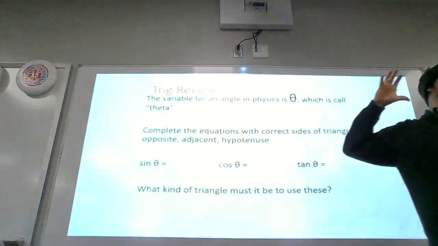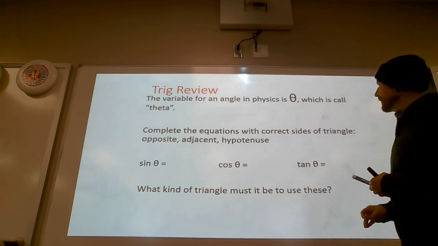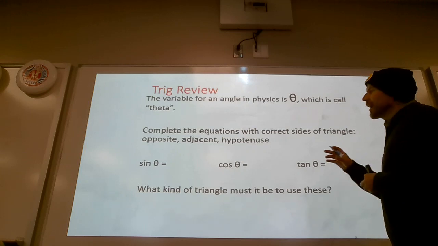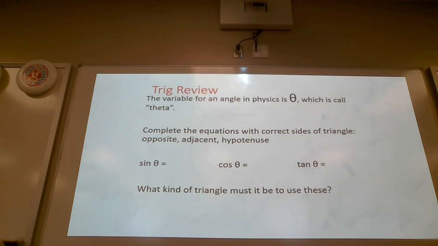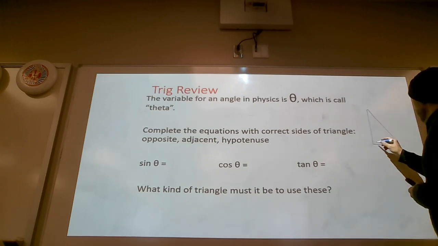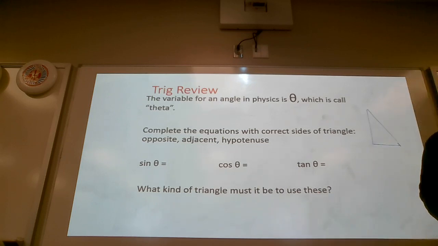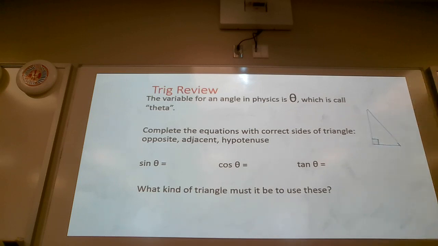Okay. So the default variable for an angle is theta. So when we talk about sine, cosine, and tangent, we've labeled the sides opposite, adjacent, and hypotenuse. Where do these sides come from? What kind of triangle do you have to have to be able to use sine, cosine, and tangent? A right triangle. Okay. So one angle is 90 degrees.